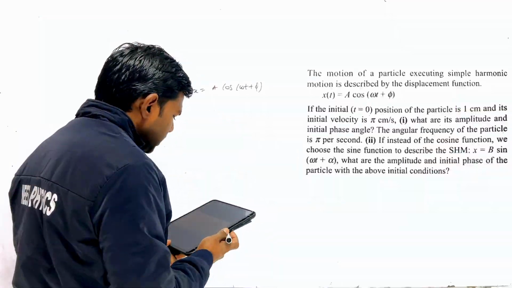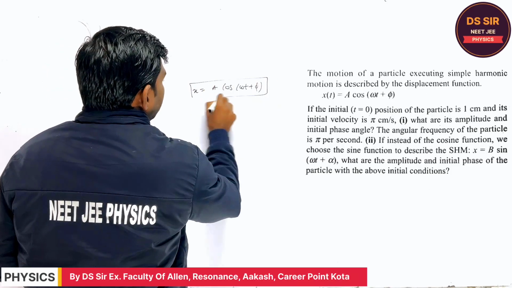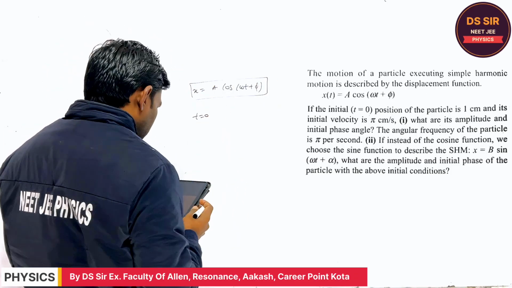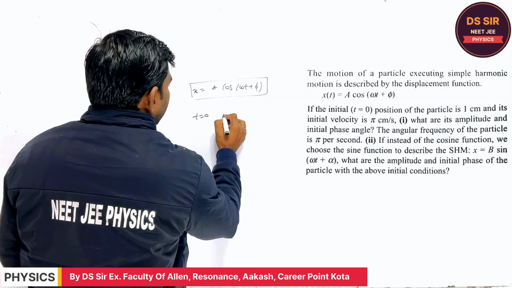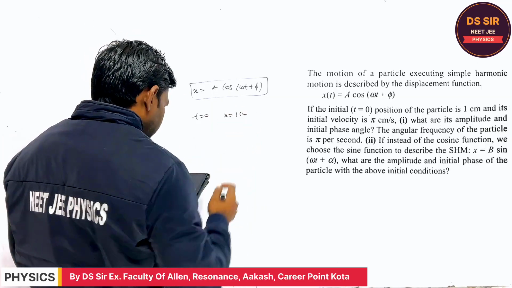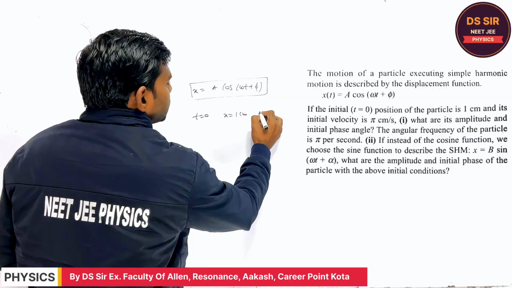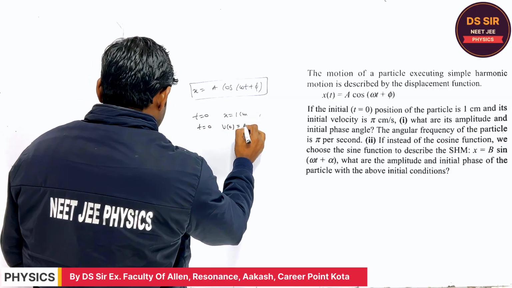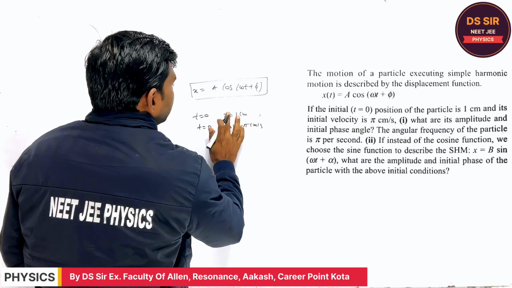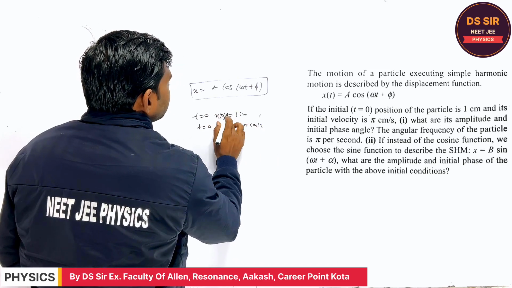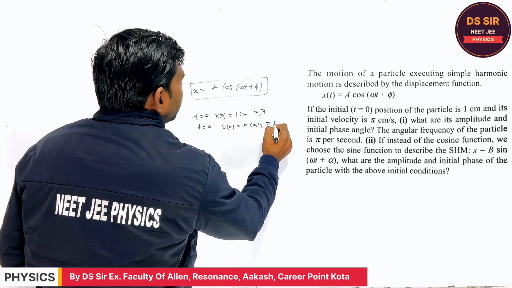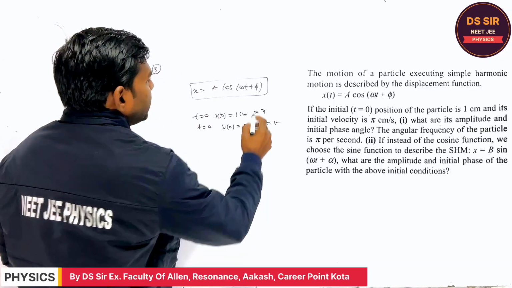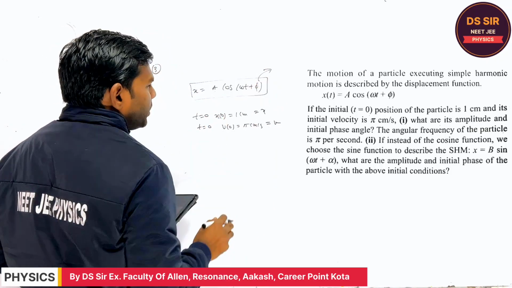So read this question. In this question, the displacement as a function of time t is given, and at t is equal to 0, the given position of the particle is 1 centimeter, and its initial velocity, that is at t is equal to 0, the velocity is pi centimeter per second. So this is the displacement, it means x, it means v. You understand this? So what are its amplitude and initial phase? So initial phase and amplitude they are asking.